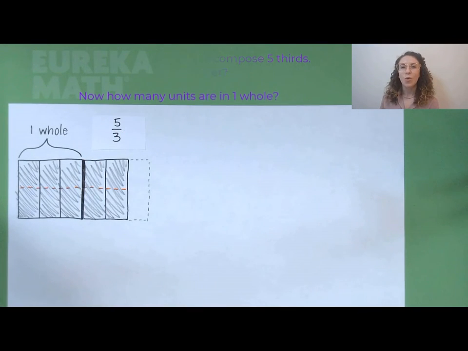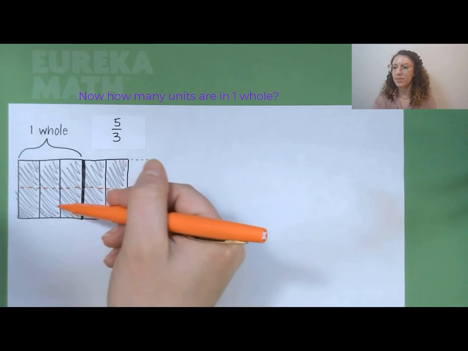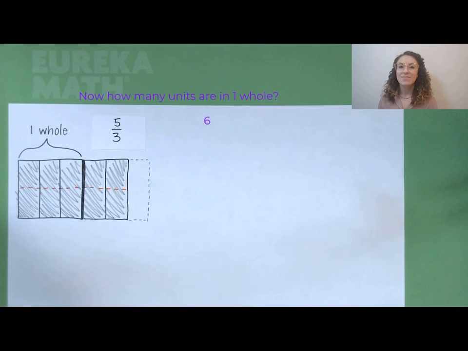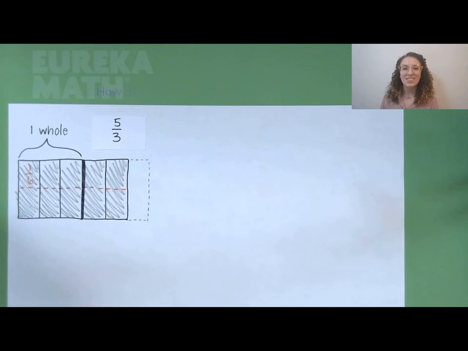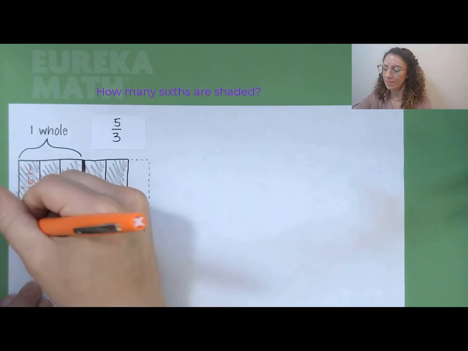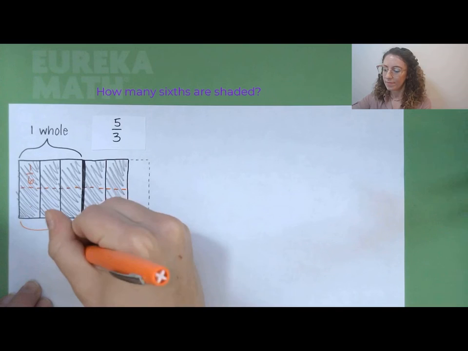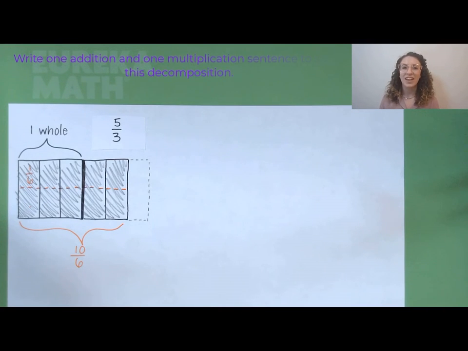Now how many units are in 1 whole? 6. So they are each what? 6ths. And how many 6ths are shaded? How many pieces do I have now? I have 10 6ths. Finally, write one addition and one multiplication sentence to show this decomposition.